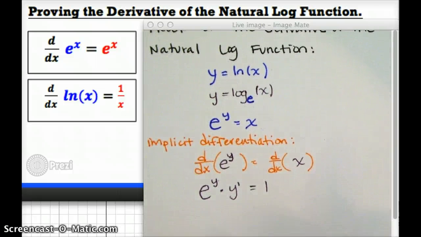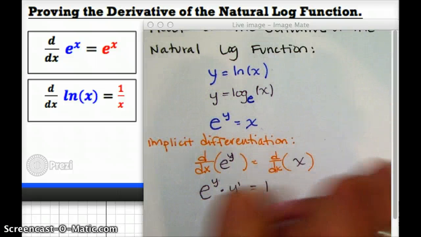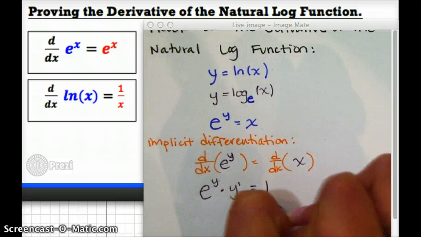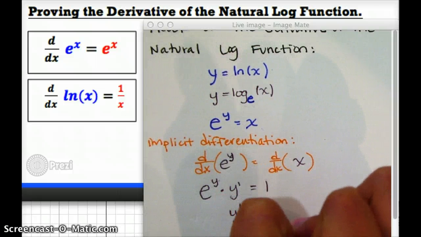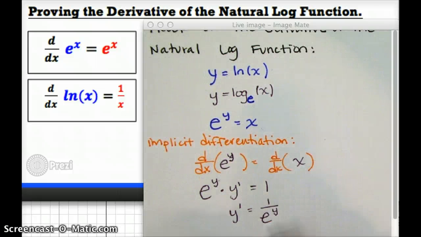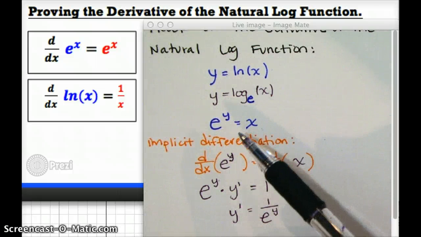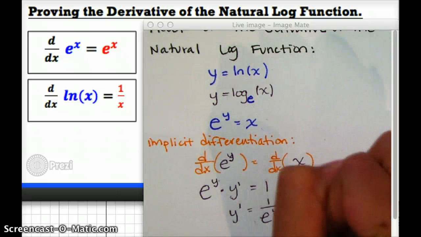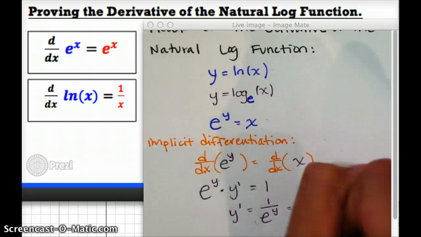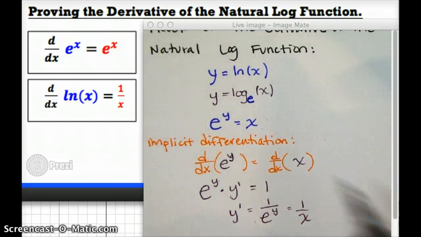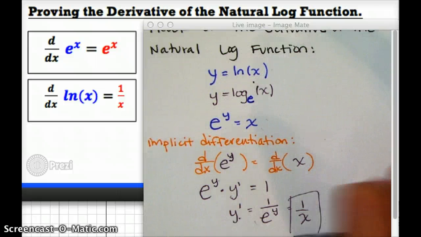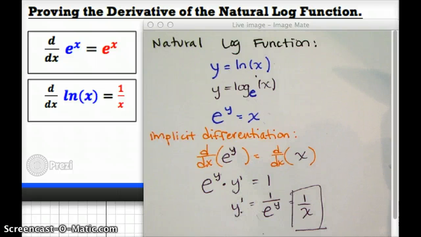And now my goal is to get y prime by itself, which just means dividing both sides by e to the y. And I realize that y prime equals 1 over e to the y. And then I'm going to do something really sneaky, which is I'm going to direct you back up to the top because there's another way to write e to the y. E to the y is the same thing as x. So if I just make that replacement, because they have to equal each other, I've just shown you that the derivative of this function is 1 over x. Boom, done, beautiful.